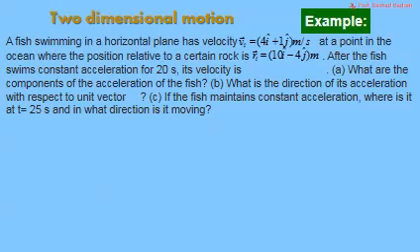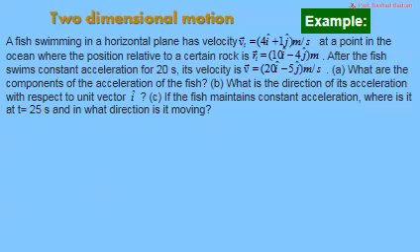After the fish swims with a constant acceleration for 20 seconds, its velocity becomes 20 i hat minus 5 j hat meters per second. Now, what are the components of the acceleration of the fish? In B, what is the direction of this acceleration with respect to the unit vector i hat? That means with respect to the positive x-axis.